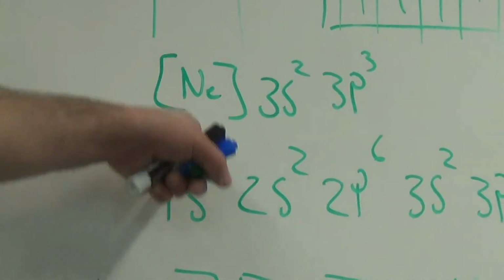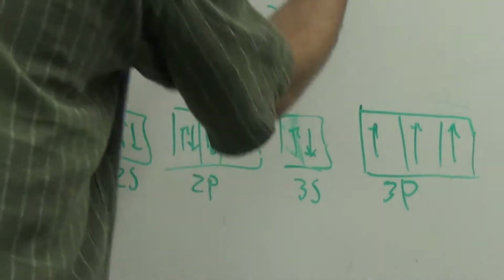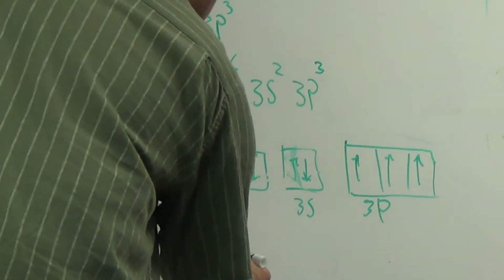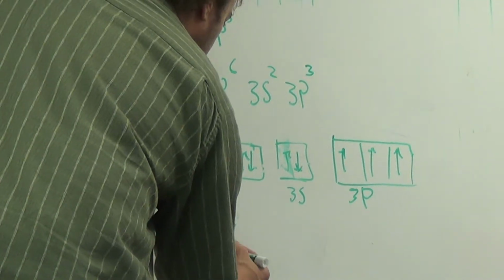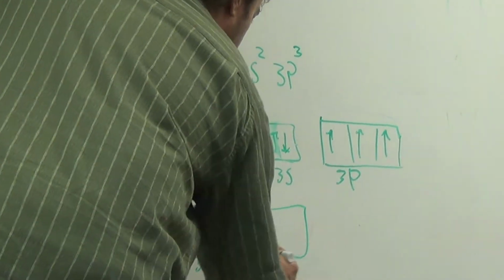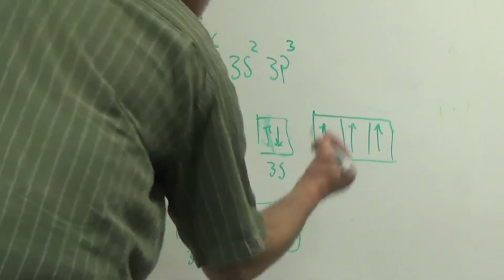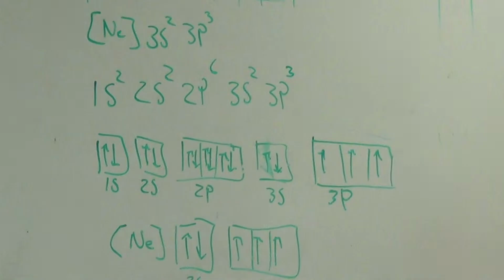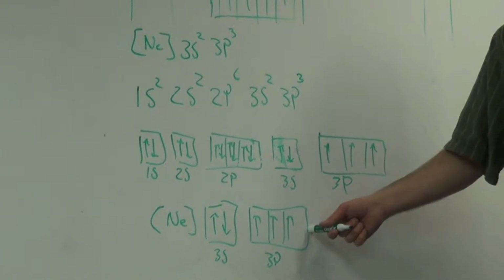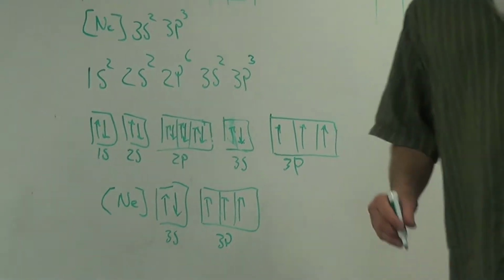I've never seen this notation used with the box notation, but theoretically, it's the same thing. So instead of writing out all of this, we could just write in neon and then draw our 3s and our 3p. You can write it out like that. I'd accept any of these. I'm not absolutely sure that someone grading your test who isn't me would accept this notation. I would accept that notation, but I can't promise that anyone else would.